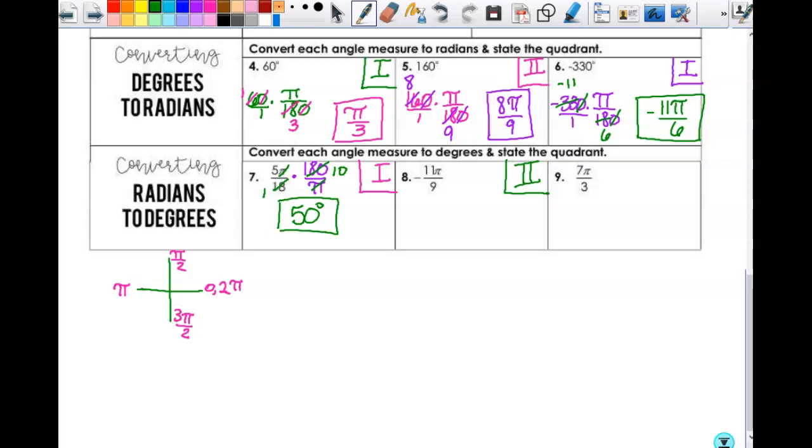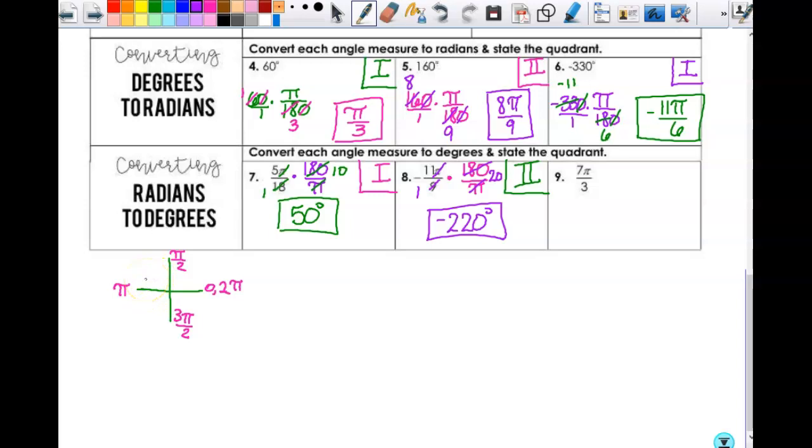So then I can actually convert like I'm supposed to. I'm going to multiply this by 180 over pi. The pi's cancel out. 9 goes into 9 once, into 180 20 times. So then 20 times negative 11 is negative 220. Good. Okay, so negative 220 degrees. Is that in the second quadrant? Yes, because I'd go negative 180 and then another 40, so I'm good.